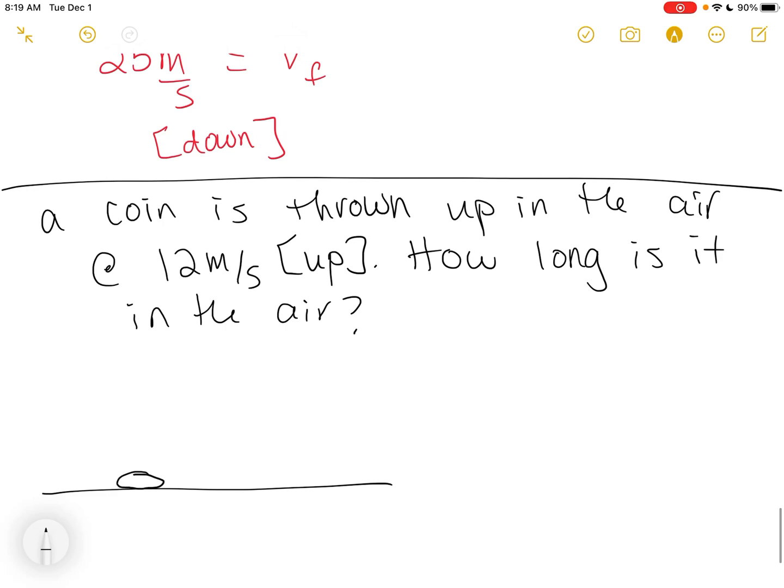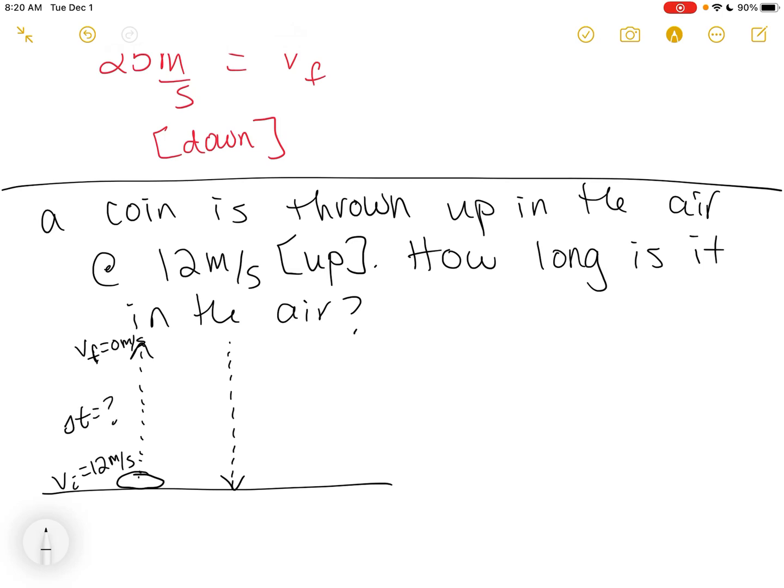So I'm going to draw a little picture here. So we have our coin resting on the ground and it's getting thrown up, but then the coin is going to have to fall back down as well. So when the coin is thrown up, its VI is 12 meters per second. When the coin reaches the top, it's going to be going 0 meters per second because it's eventually going to stop and then it's going to fall back down.